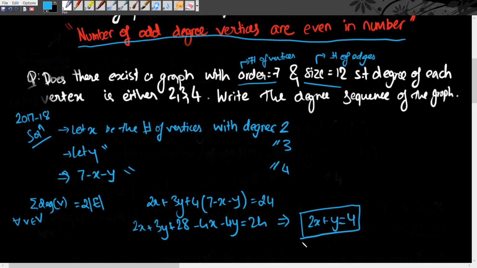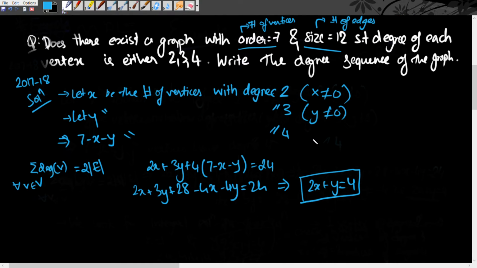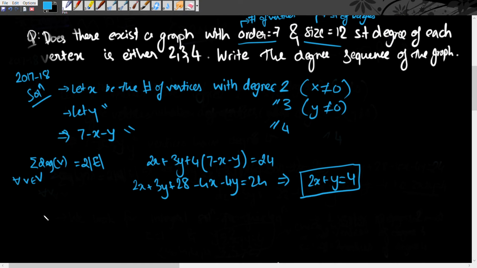Now we see that it has been given in your question that there does exist some vertex with degree 2. So that means that x cannot be equal to 0. Similarly for y. Alright, so this is an important point. Now we will try to find integral solutions to this equation.